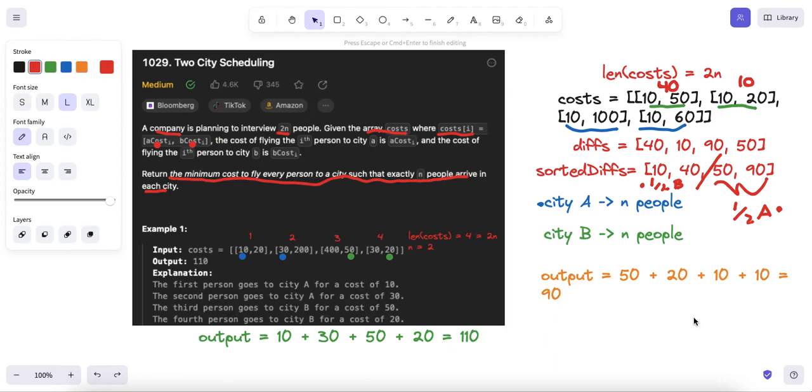Notice that in this algorithm, we are going over the cost array once in order to create the differences array. Then we are sorting this differences array and going through this sorted differences array to determine which individual to send to city A and which to send to city B. Therefore, the time complexity is going to be O of n log n. Going through the cost array only takes linear time. However, because we're sorting the differences array, the overall time complexity will end up being n log n. Let's go back to Leetcode and write up the solution.